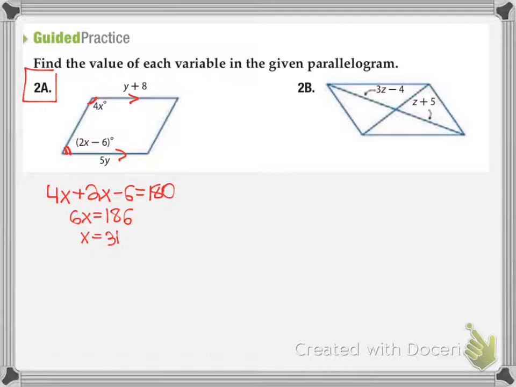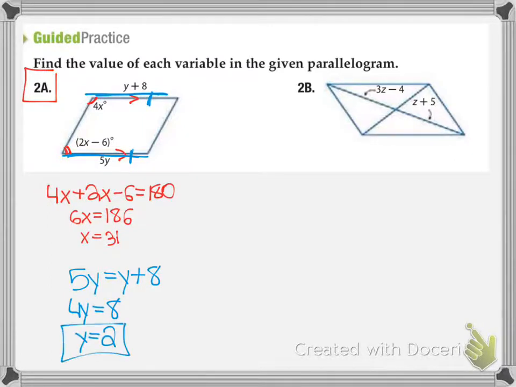So now we need to solve for y. If we're going to solve for y here, we have a y representing that side. We also have a y in this side. So we know in a parallelogram that opposite sides are congruent to one another. So therefore 5y equals y plus 8. So 4y equals 8. So y here has to be 2. So those are using those properties of parallelograms to solve for missing variables.